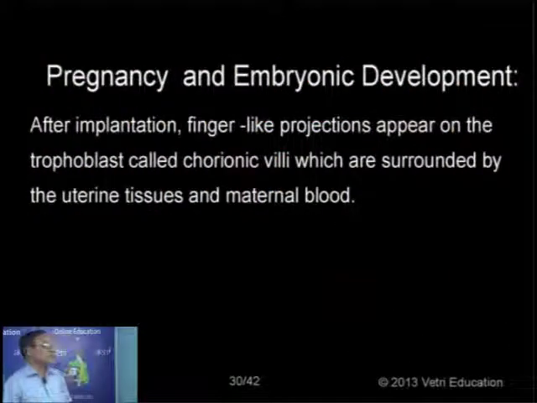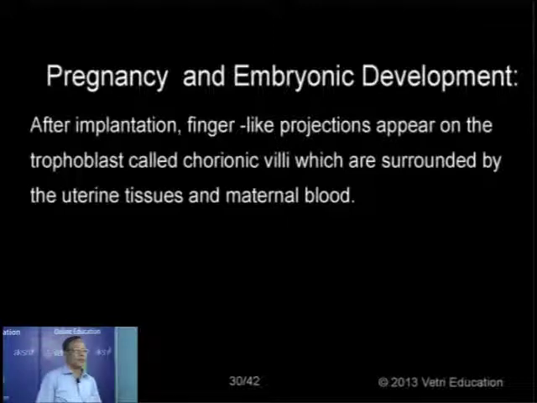Now, pregnancy and embryonic development. See, in the case of mammals, which have peculiar characters, you know that the class Mammalia has been divided into three: Prototheria, Metatheria and Eutheria.